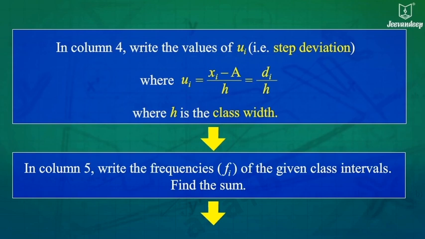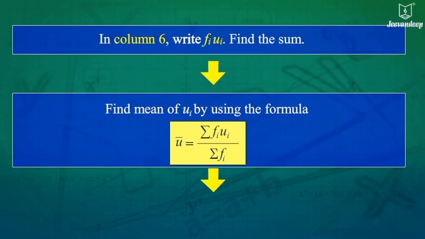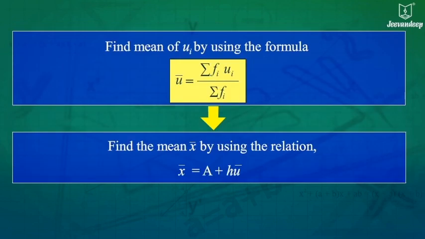Find the sum. In column 6, write fiui, find the sum. Find the mean of ui by using the formula u bar equals sigma fiui upon sigma fi. Find the mean by using the relation x bar equals A plus h u bar.